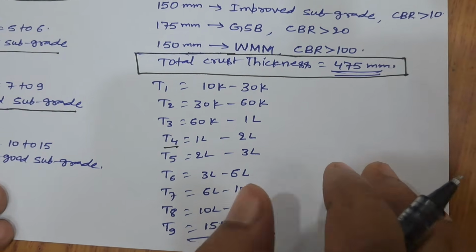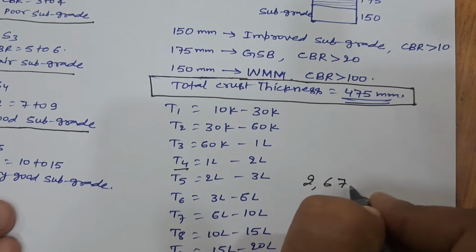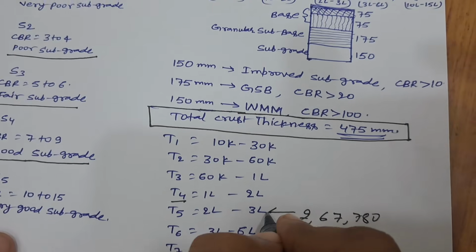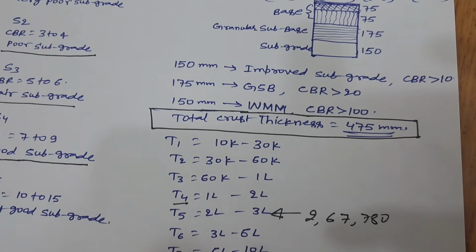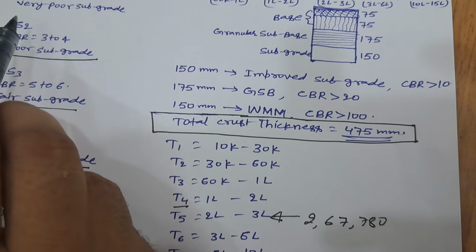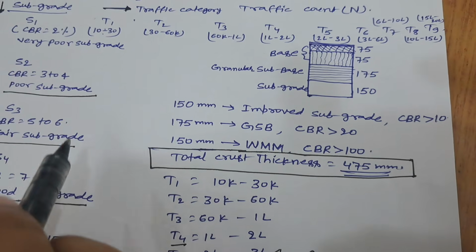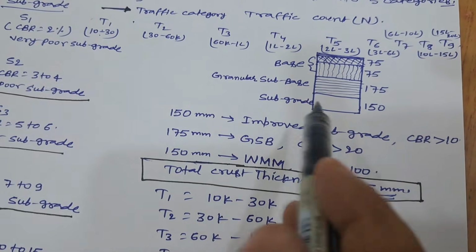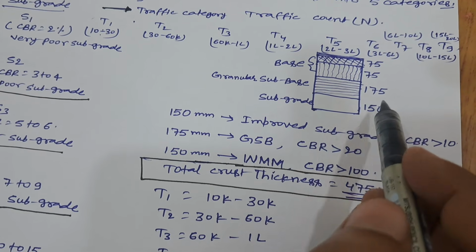In our case, N value comes 2,67,780, which lies in this range, meaning T5. So based on this, there is one graph of subgrade CBR value versus traffic category. So in our case, T5 with CBR value 2%. So based on the graph, our graph is like this.